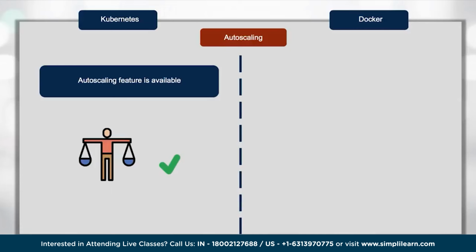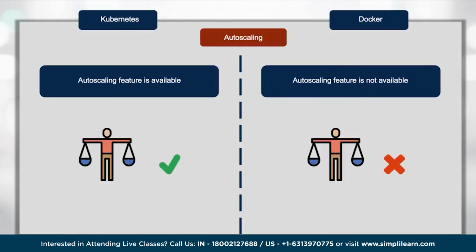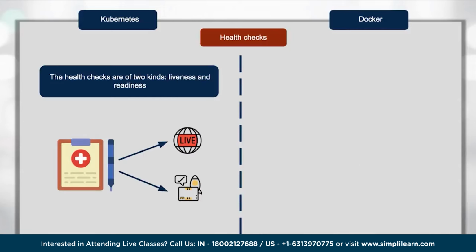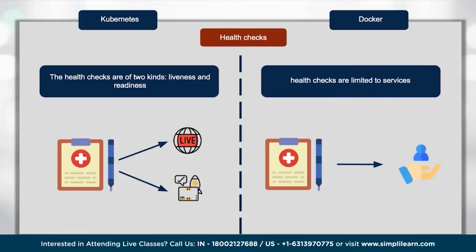Kubernetes is by default an auto-scaling solution. It has it turned on and is always available, whereas Docker does not. And that's not surprising because Docker is a tool for building out solutions, whereas Kubernetes is about managing your infrastructure. Kubernetes is going to run health checks on the liveness and readiness of your entire environment. So not just one container, but tens of thousands of containers. Whereas Docker is going to limit the health check to the services that it's managing within its own containers.